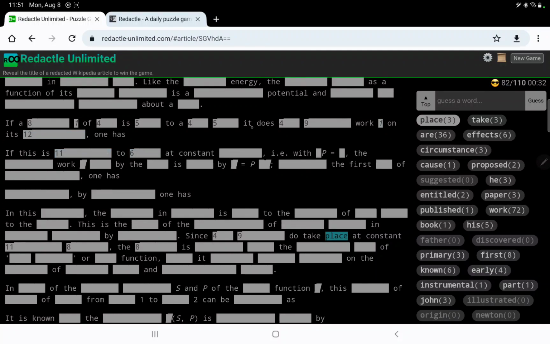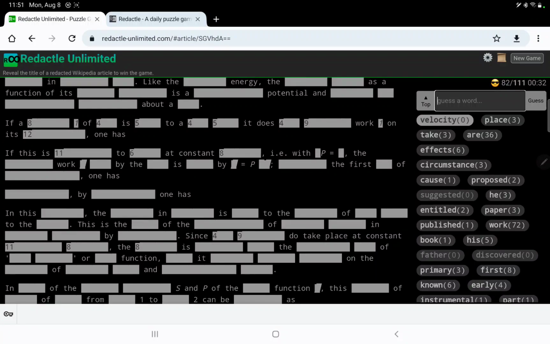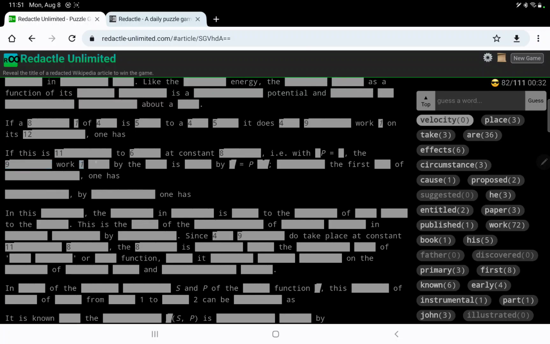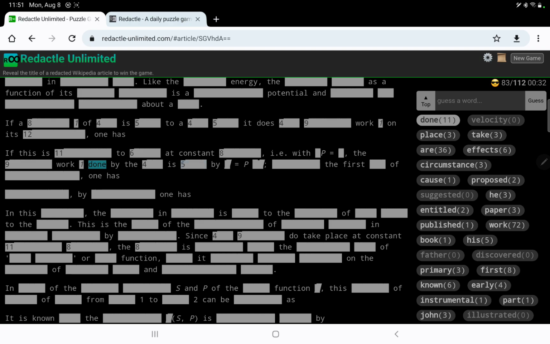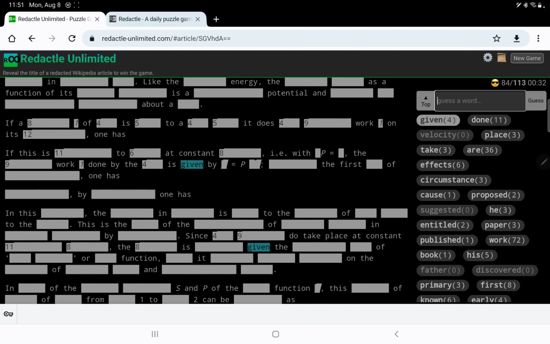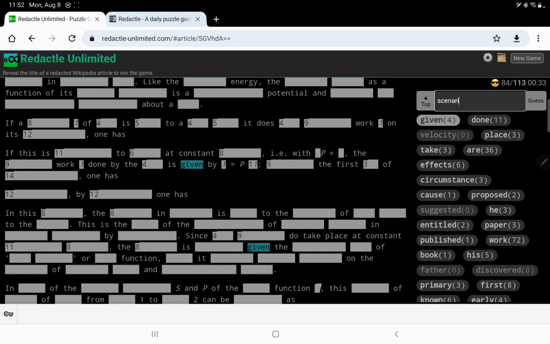If this is something to 6 at constant velocity, no, at constant something, i.e. with something p equals p, or equals something, the something work done by the 4 is given by something equals p something something. 9, the first 3 of 14, the first term, or the first something. 12/12 one has in this scenario.